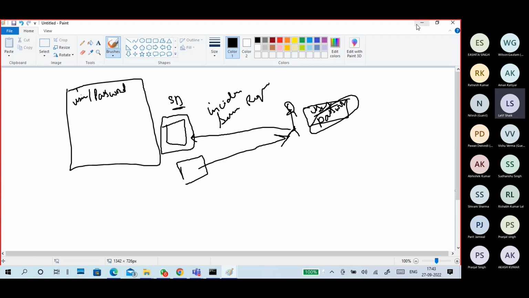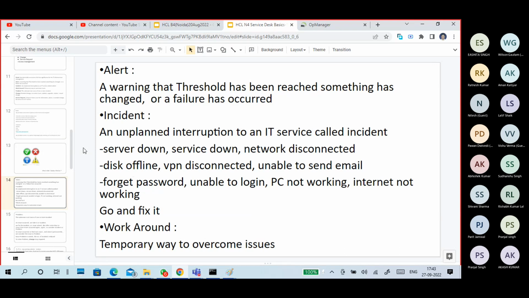Okay, it's a very good question. So what is it, sir? As you explained, it is showing an error message. It will be counted under an alert or in the incident only. As you said, we enter our credentials and try to log in, but it is showing an alert or error message. It will be counted under incident. Right, that's what I said.